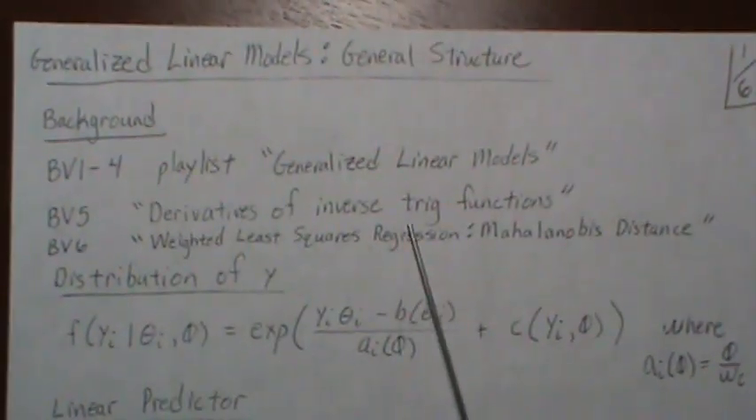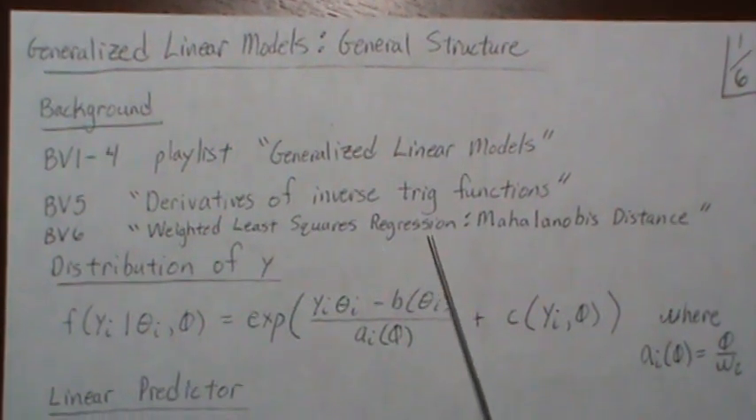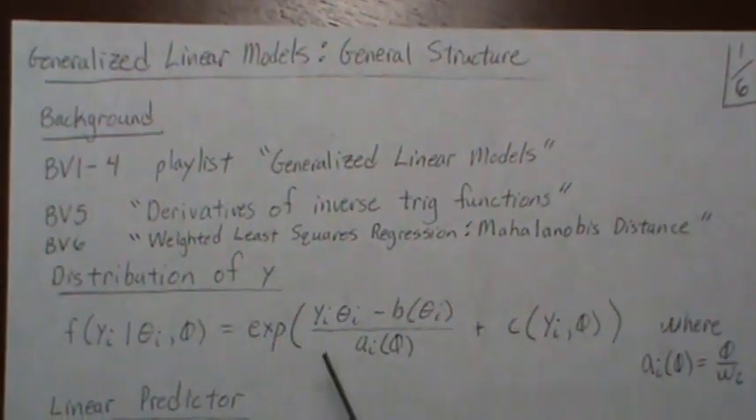BV5 is derivatives of the inverse trig functions. BV6 is weighted least squares regression and Mahalanobis distance.